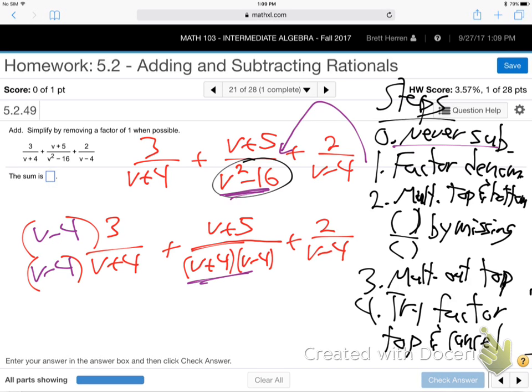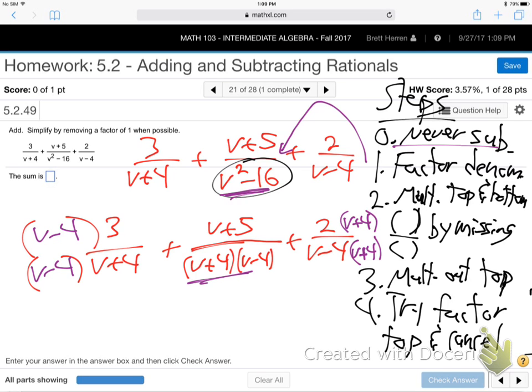Okay, now the middle guy, he's the neighbor that has it all. He's not missing anything. And then over here, what is this one missing that his neighbors have? The V plus 4. The V plus 4, like that.